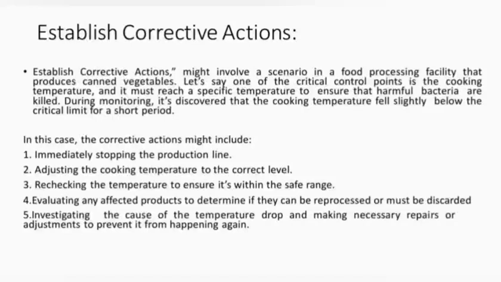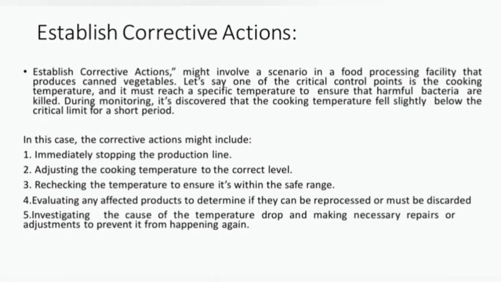Establish corrective action. In a food processing facility that produces canned vegetables, let's say one of the critical control points is cooking temperature, and it must reach a specific temperature to ensure that harmful bacteria are killed. During monitoring, it is discovered that the cooking temperature fell slightly below the critical limit for a short period. In this case, the corrective action might include immediately stopping the production line, adjusting the cooking temperature to the correct level, rechecking the temperature to ensure it is within the safe range, and evaluating any affected products to determine if they can be reprocessed or must be discarded.